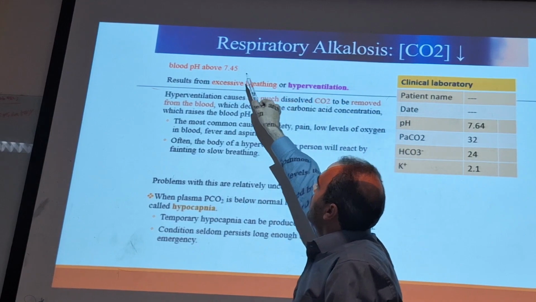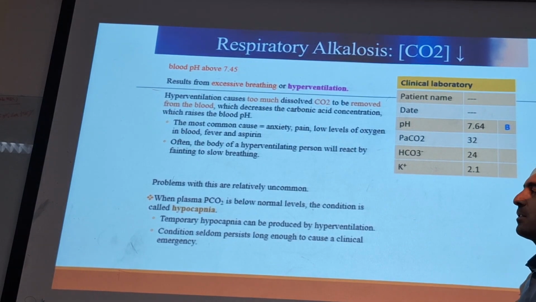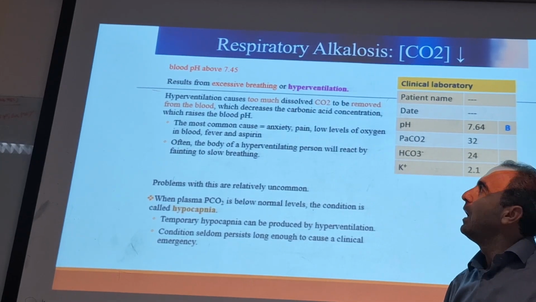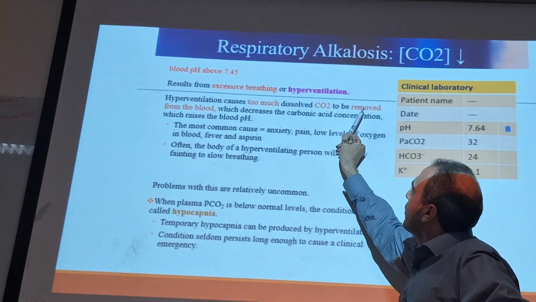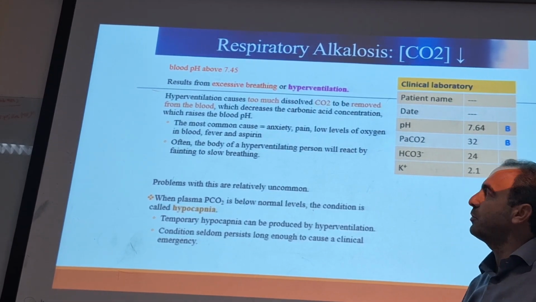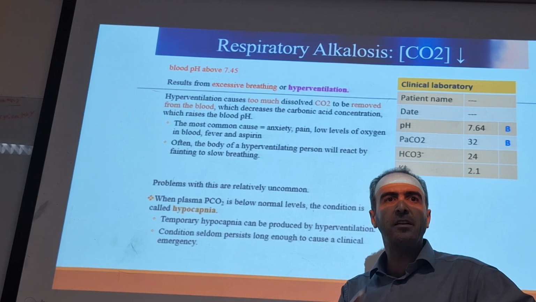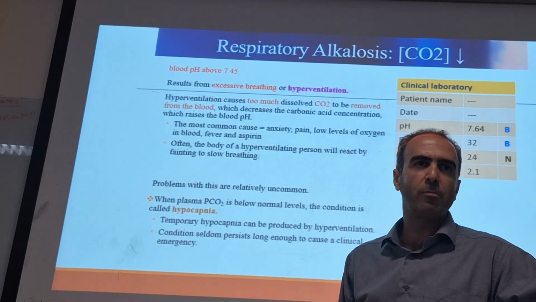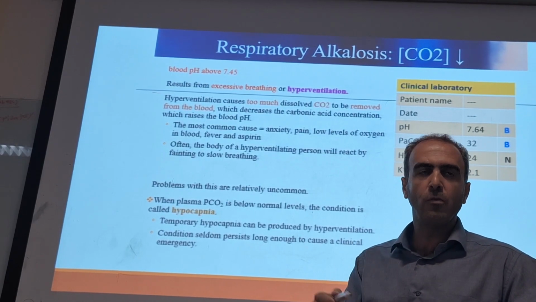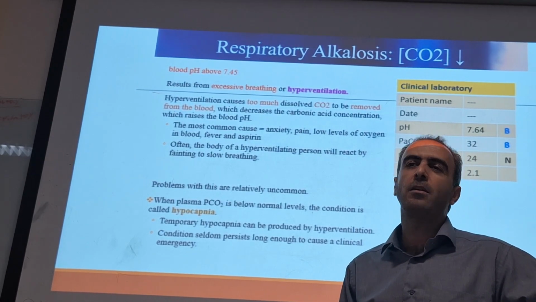Because it's alkalosis, the pH is above 7.4. What is the reason? The reason is excessive breathing or hyperventilation, and CO2 removed too much from the blood. Why do we have this situation? Due to anxiety, pain. You experience some situations related to an increased number of breaths. Especially anxiety, when you are so hungry or so worried, the rate of breathing is increased. In severe pain you also feel that.